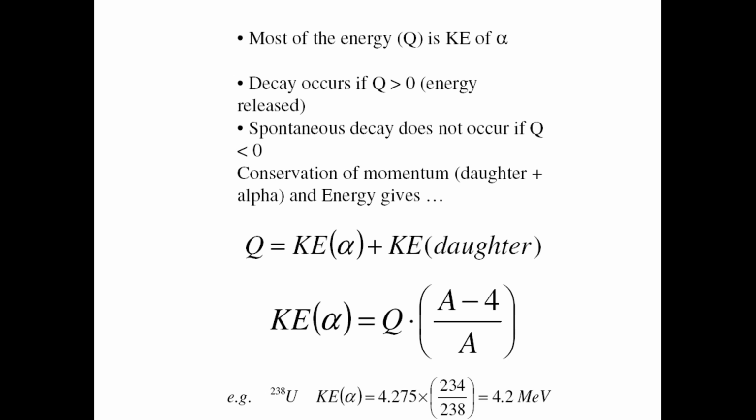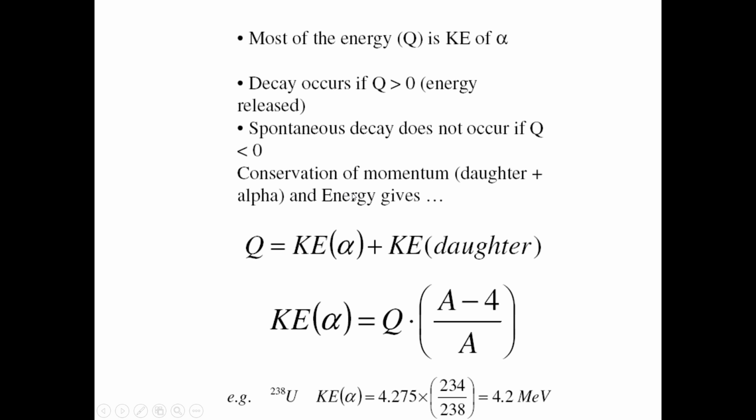We can also have spontaneous decay, I mean, the kind of decay which occurs all by itself. Spontaneous decay does not occur if the Q value, the disintegration energy, is smaller than 0. We say that spontaneous decay cannot occur if the disintegration energy is smaller than 0.